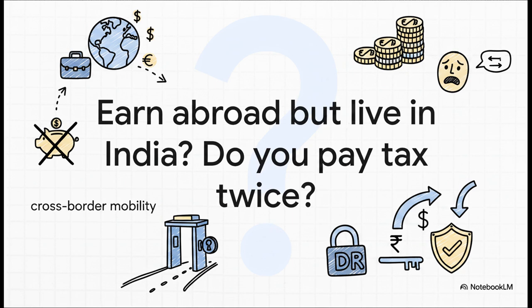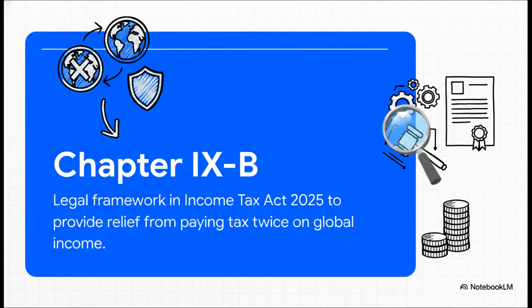Without a proper relief mechanism in place, international trade and cross-border mobility would just grind to a halt under the crushing burden of double taxation. And that is exactly where Chapter IXB comes to the rescue. This is the statutory solution within the new Income Tax Act 2025, specifically designed to provide relief from this double tax trap. It essentially modernizes the older framework, streamlining the language and the procedural requirements, while keeping the core principles of international tax treaties and unilateral relief totally intact.